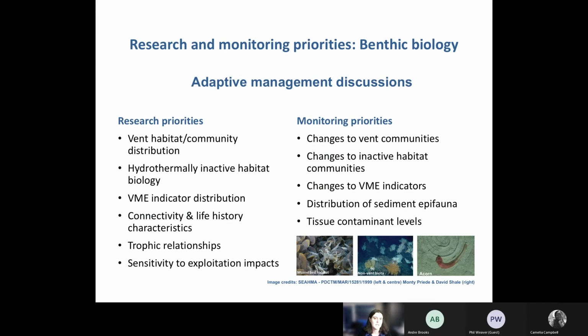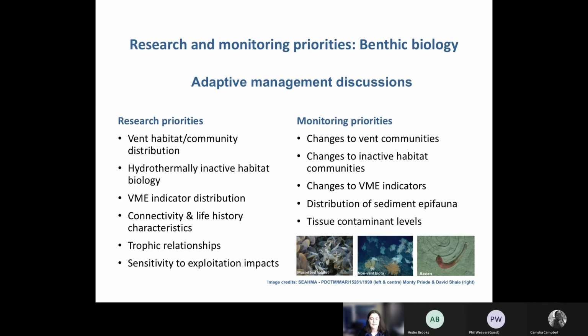Moving into the benthic environment and the adaptive management discussions, a large number of research priorities were identified for this environment, and some of these are listed here. How these could potentially translate into monitoring priorities could include observing changes in hydrothermal vent communities, so their distribution and the health of those organisms. If there's a change in hydrothermal flow, then you could see a change in the vent community on the seafloor. Changes to inactive habitats, so the hydrothermally inactive sulfide and the organisms that live there. We know very little about the biology of that environment, but if there were changes, that is something that could be monitored.